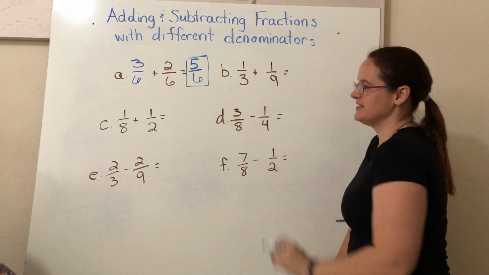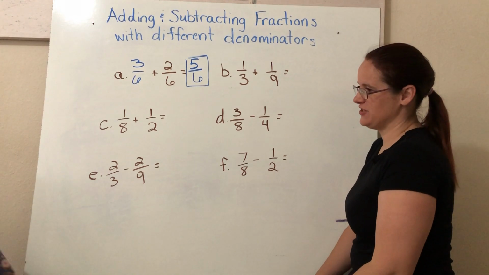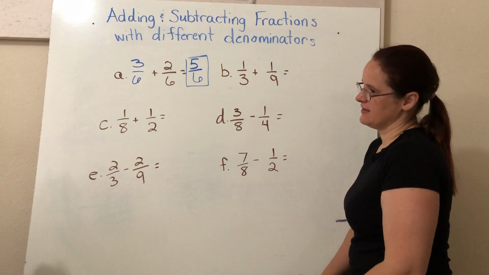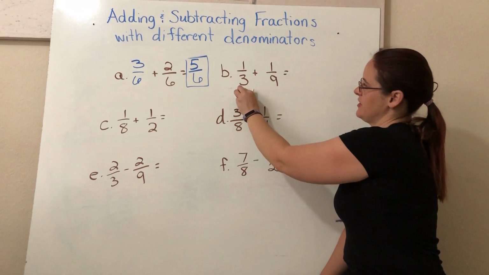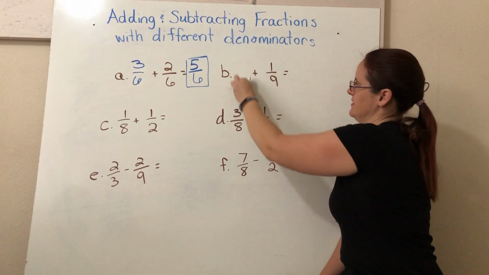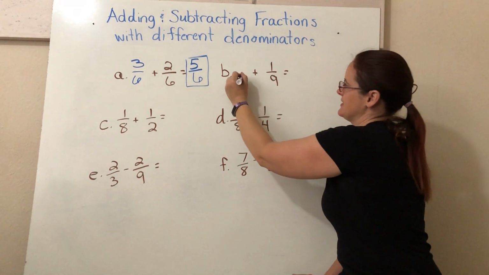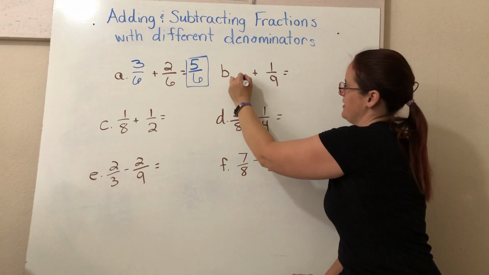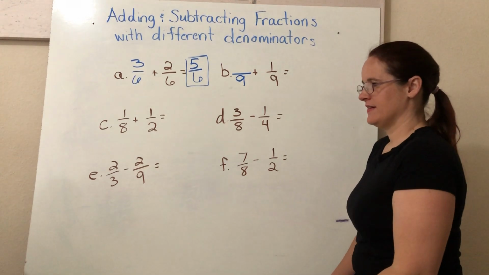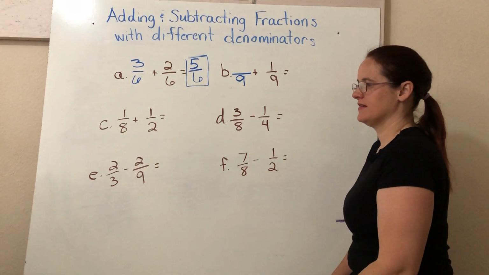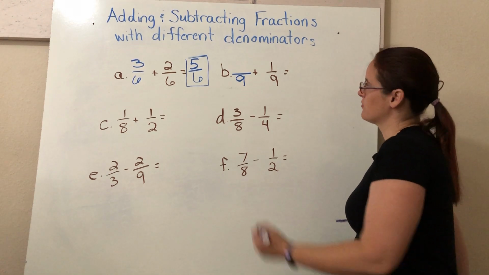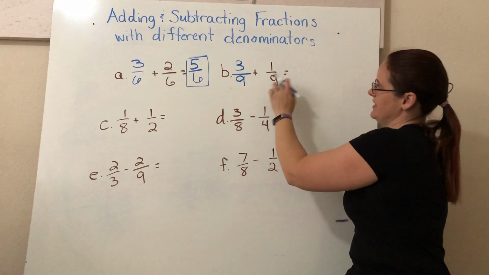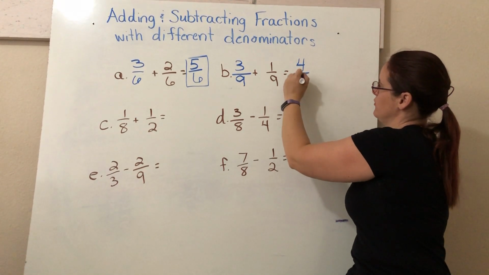All right, thirds and ninths. What do I need to do? I have to turn the thirds into ninths. So how many ninths would be equal to 1/3? 3/9. 3/9 and 1/9 gives me 4/9.